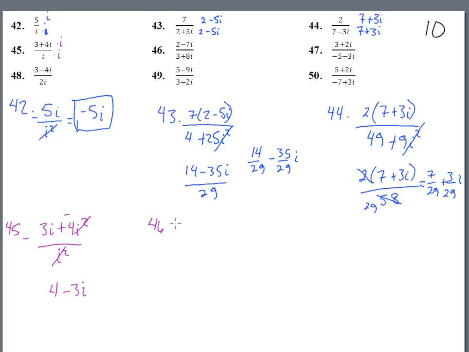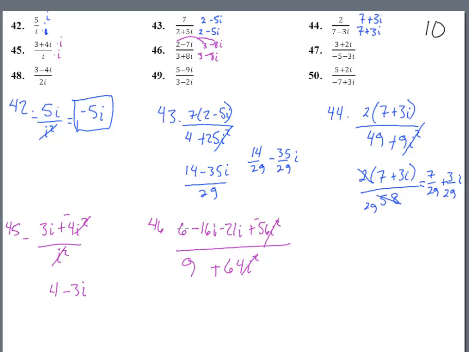Number 46, 2 minus 7i over 3 plus 8i. We're going to times by 3 minus 8i and 3 minus 8i. So as we multiply the top, we get 6 minus 16i minus 21i plus 56i squared over, on the bottom we get 9 minus 24i plus 24i, they go away, that's why we did conjugates, minus a 64i squared.